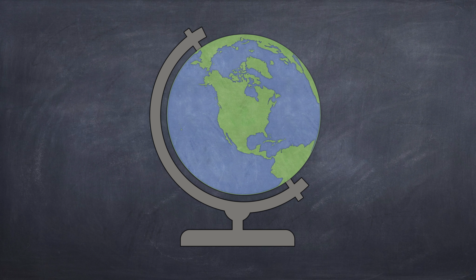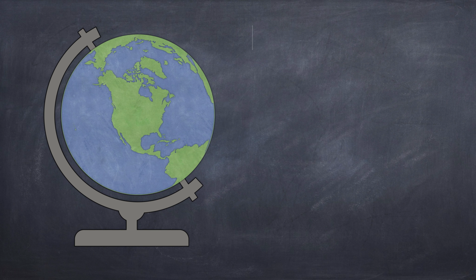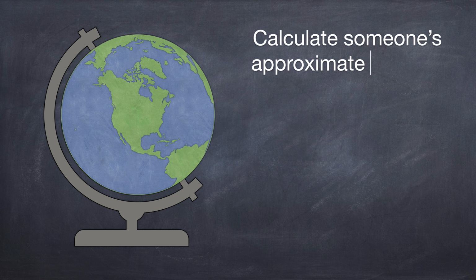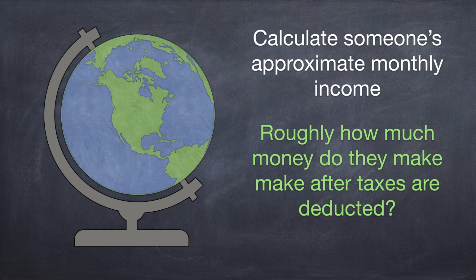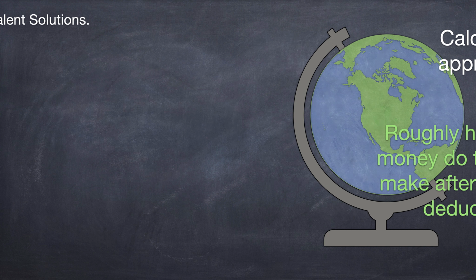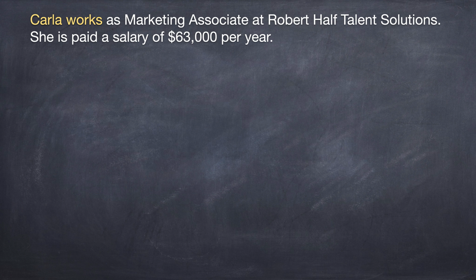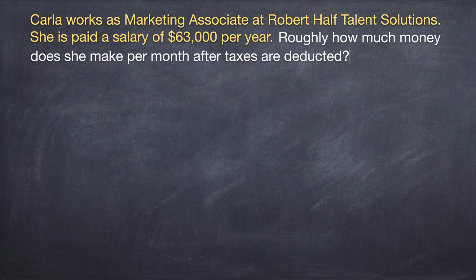So let's take a look at a real world example here. What we're going to do is calculate someone's approximate monthly income using this equation. And then we're going to find roughly how much money they make after all the taxes are deducted. So let's look at Carla here. Carla works as a marketing associate at Robert Half Talent Solutions. She's paid a salary of $63,000 per year. Roughly how much money does she make per month after taxes are deducted?